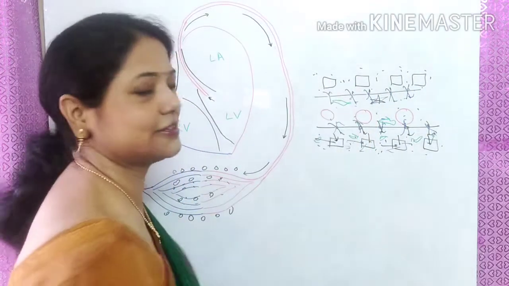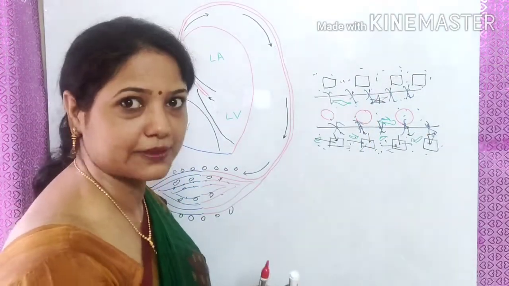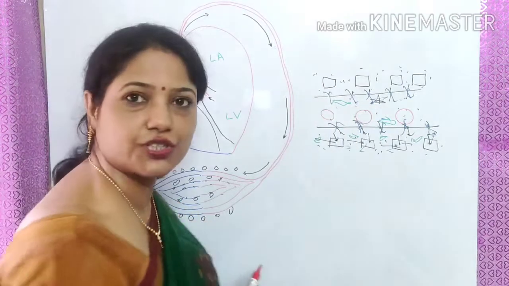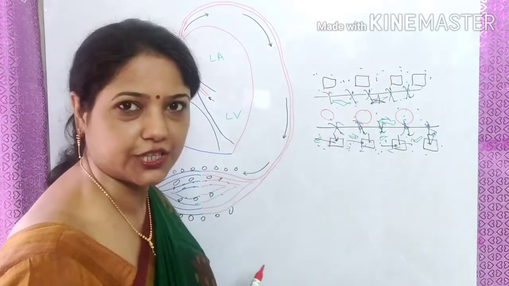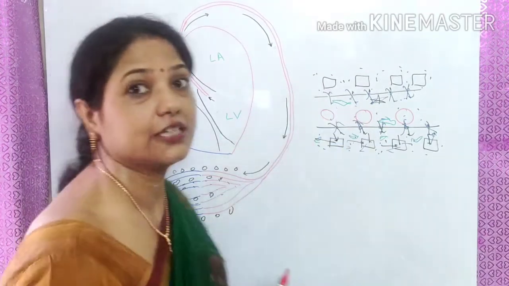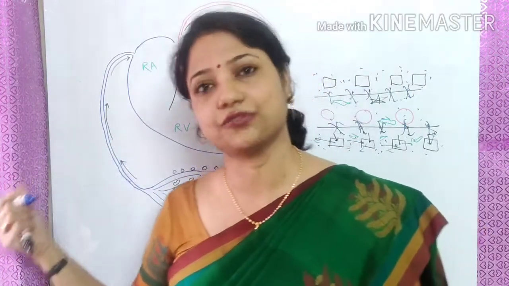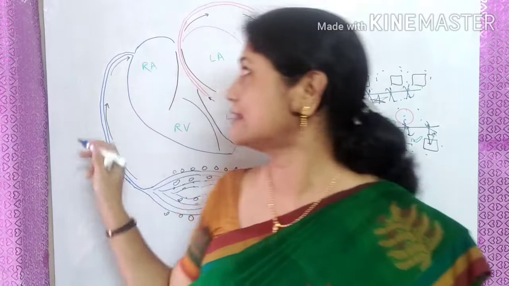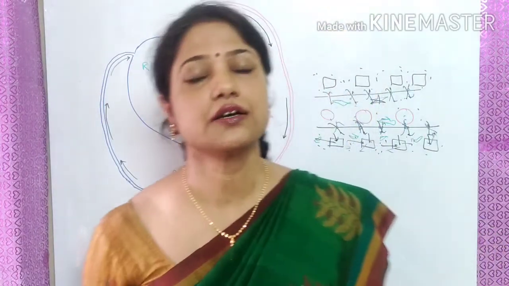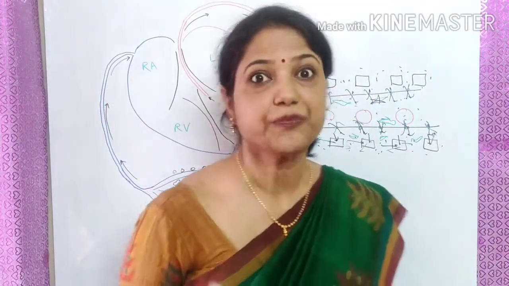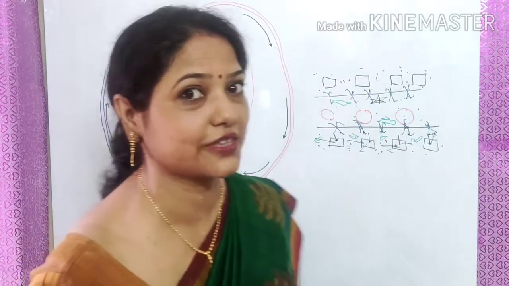And here the blood takes up the nitrogenous waste material and carbon dioxide, and it takes it into the blood capillaries, then into the venules, then to the veins, and then it enters into the right auricle of the heart. So that is what happens, children.